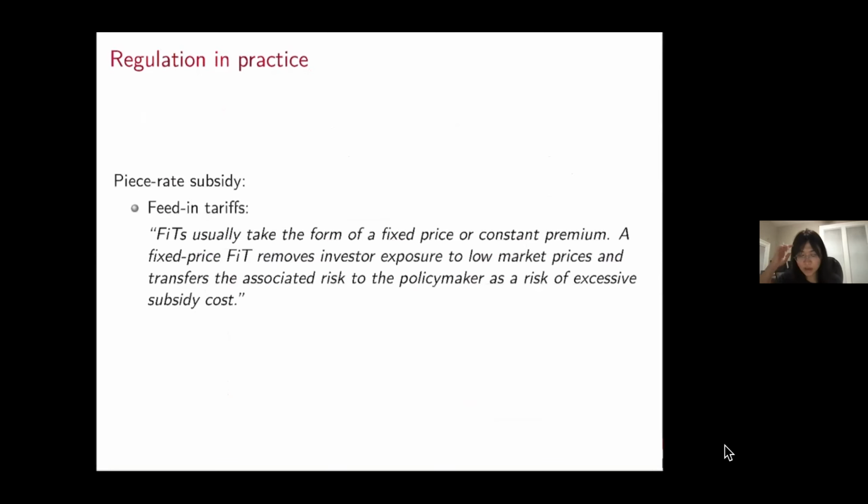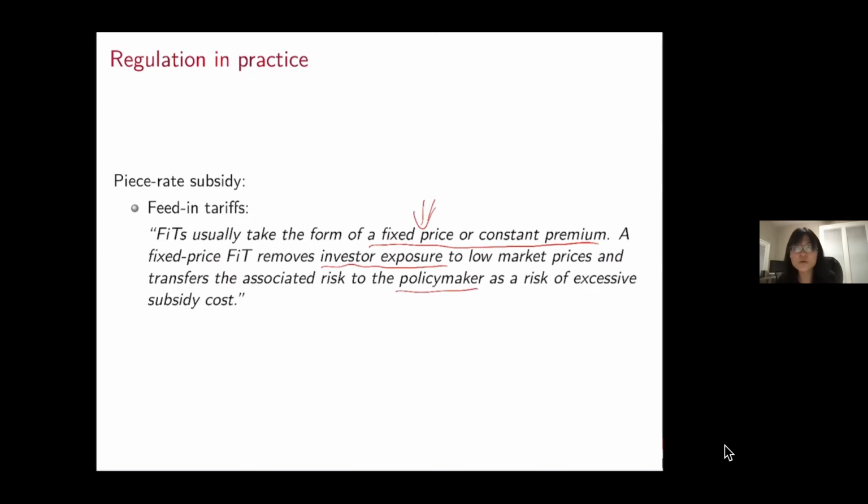On top of that, our piece rate subsidy up to a target price is very similar to the feed-in tariffs used in environmental policy to promote environmentally friendly technologies. Feed-in tariffs usually take the form of a fixed price or a constant premium. We were speaking to this fixed price form. Fixed price feed-in tariffs remove the firm's exposure to low market prices and transfer the associated risk to the policymaker as a risk of excessive subsidy cost.